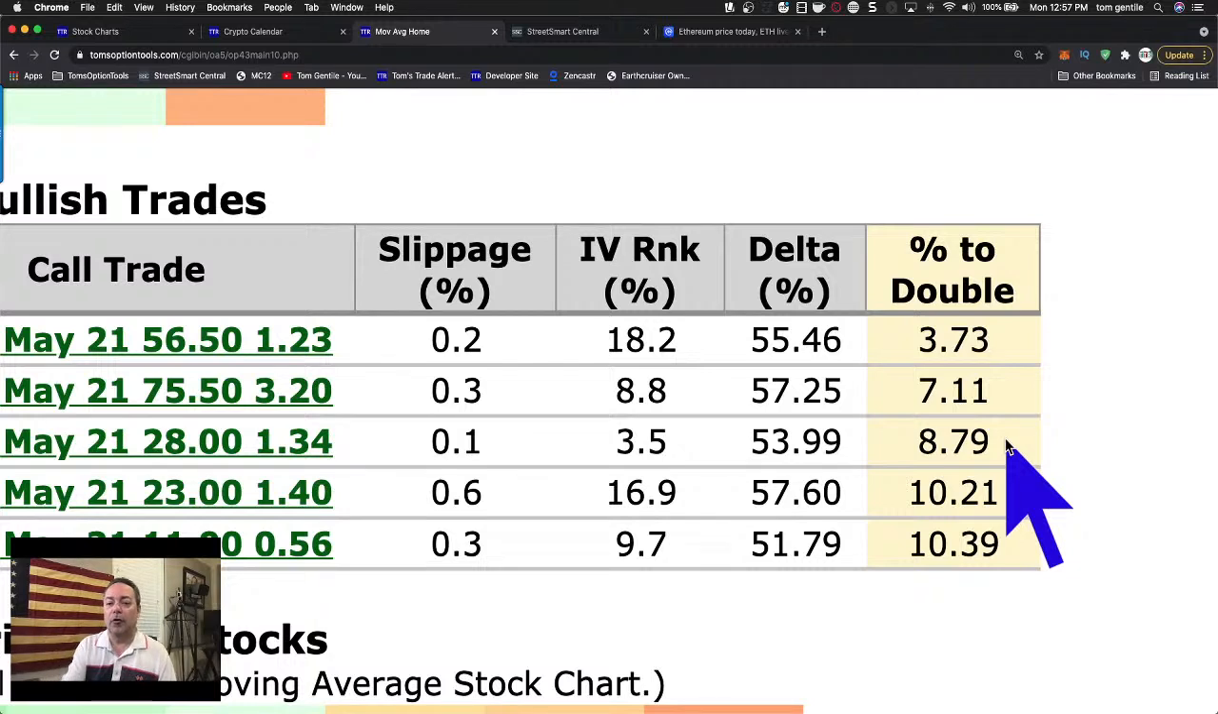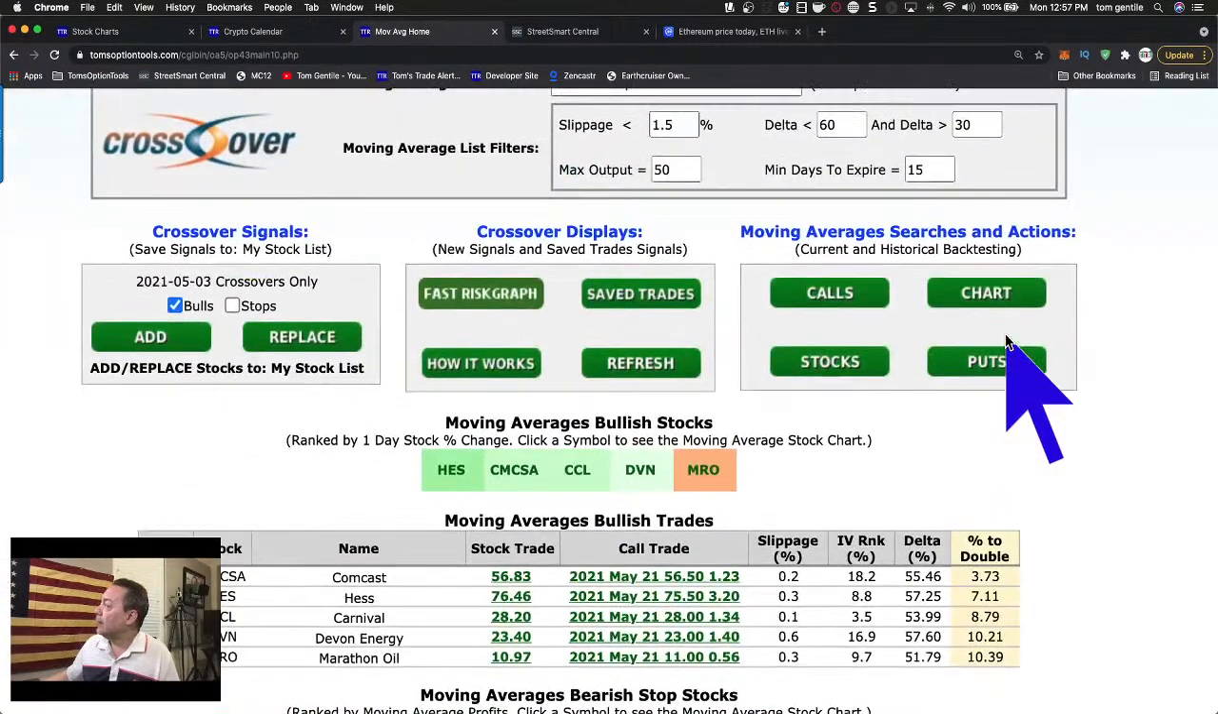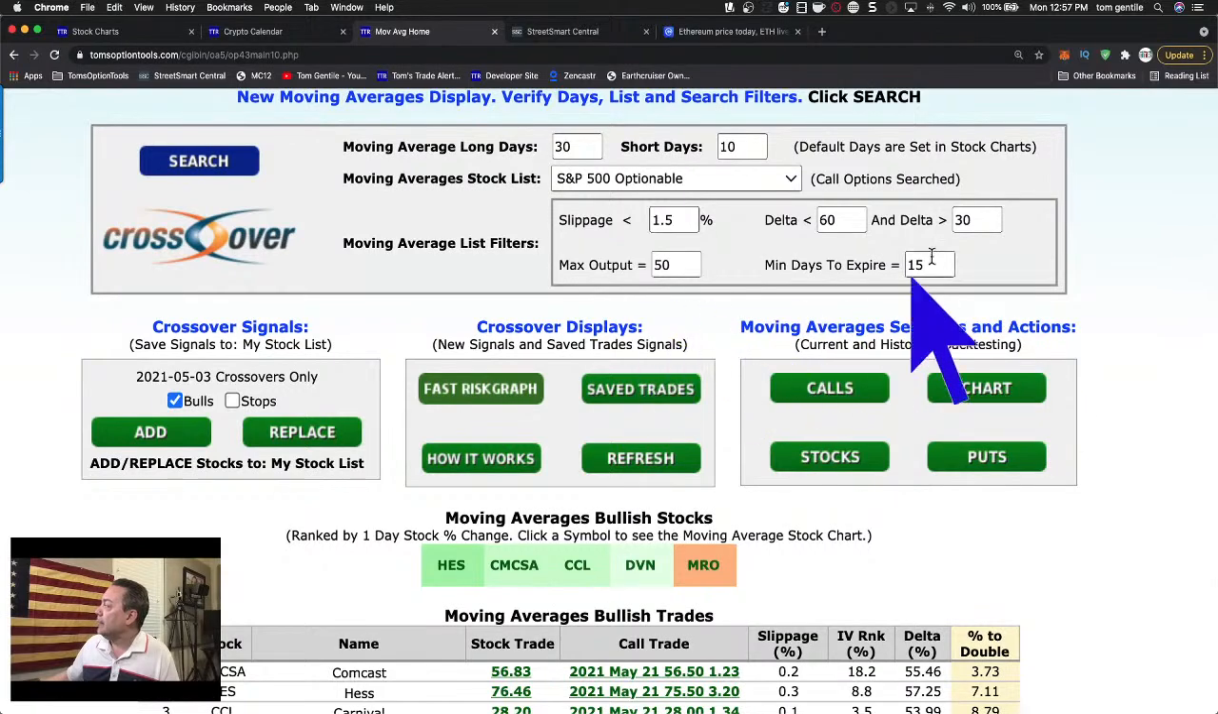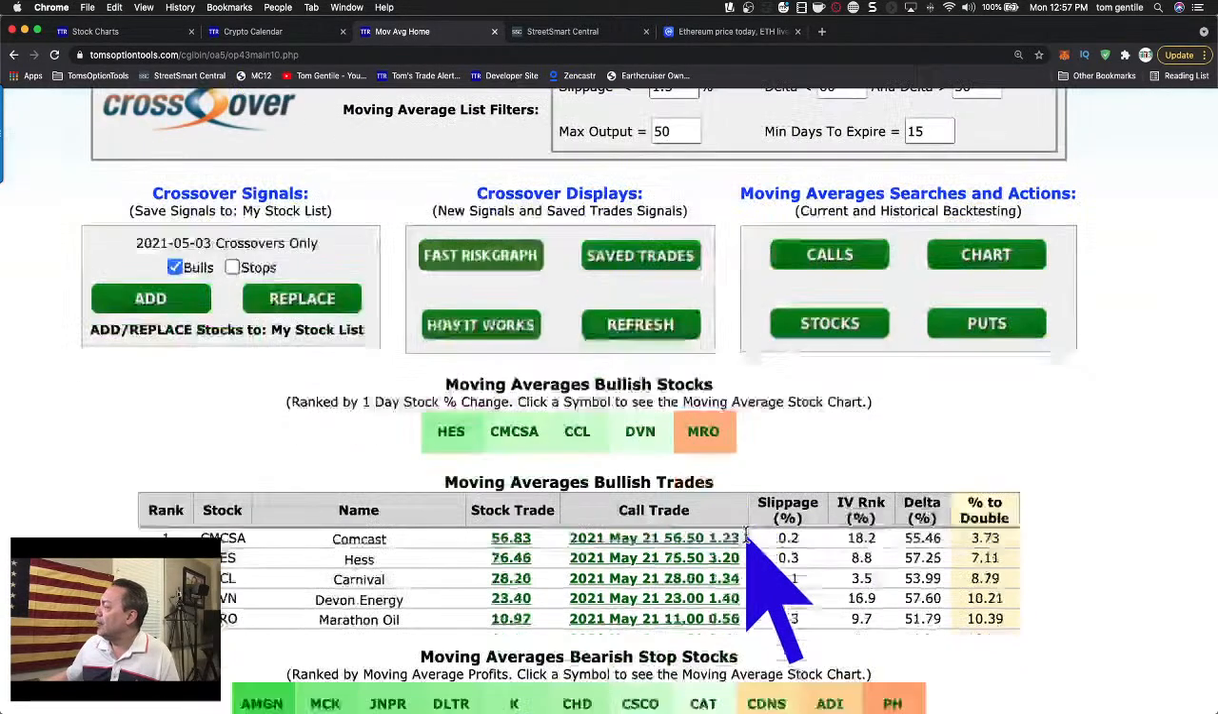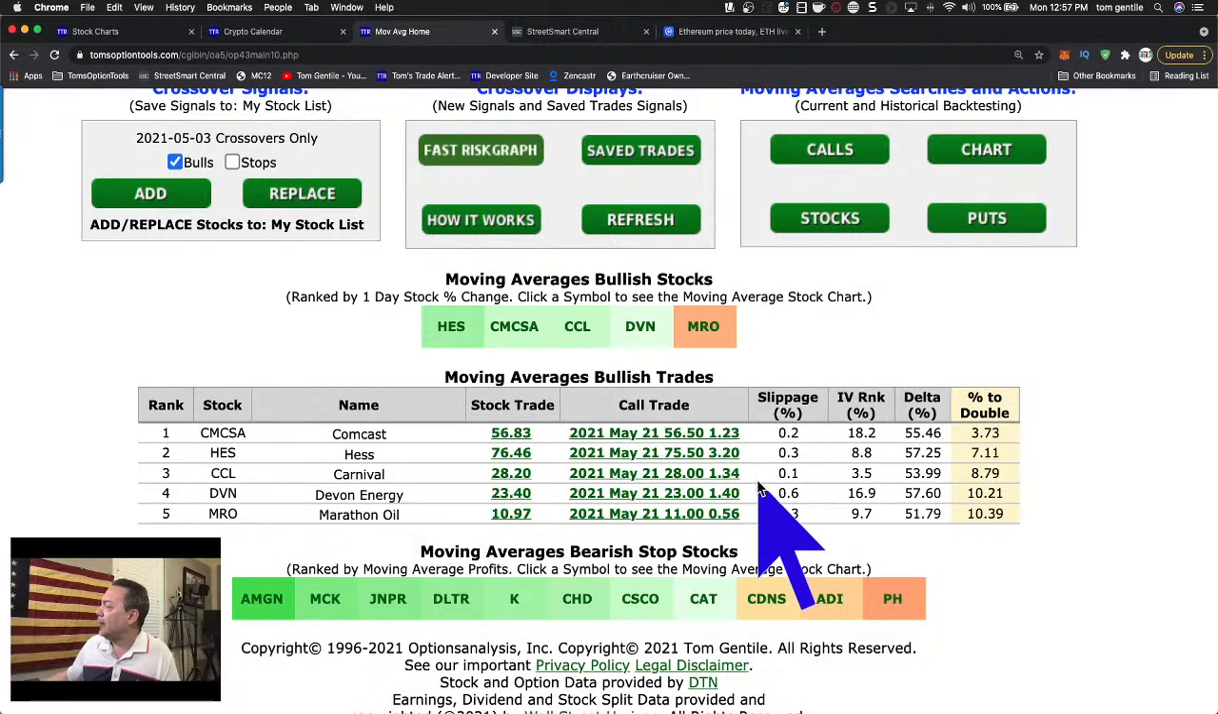I'll bring it up with you real quick. The lower this number is, the smaller that stock needs to go to theoretically get a double on this option trade. So if I go out here and I take a look at what we did, I can see that based on that 10-30 moving average cross, these are 5 stocks that popped up. Well, if I were to take a look at these stocks, let's take a look at Hess real quick.